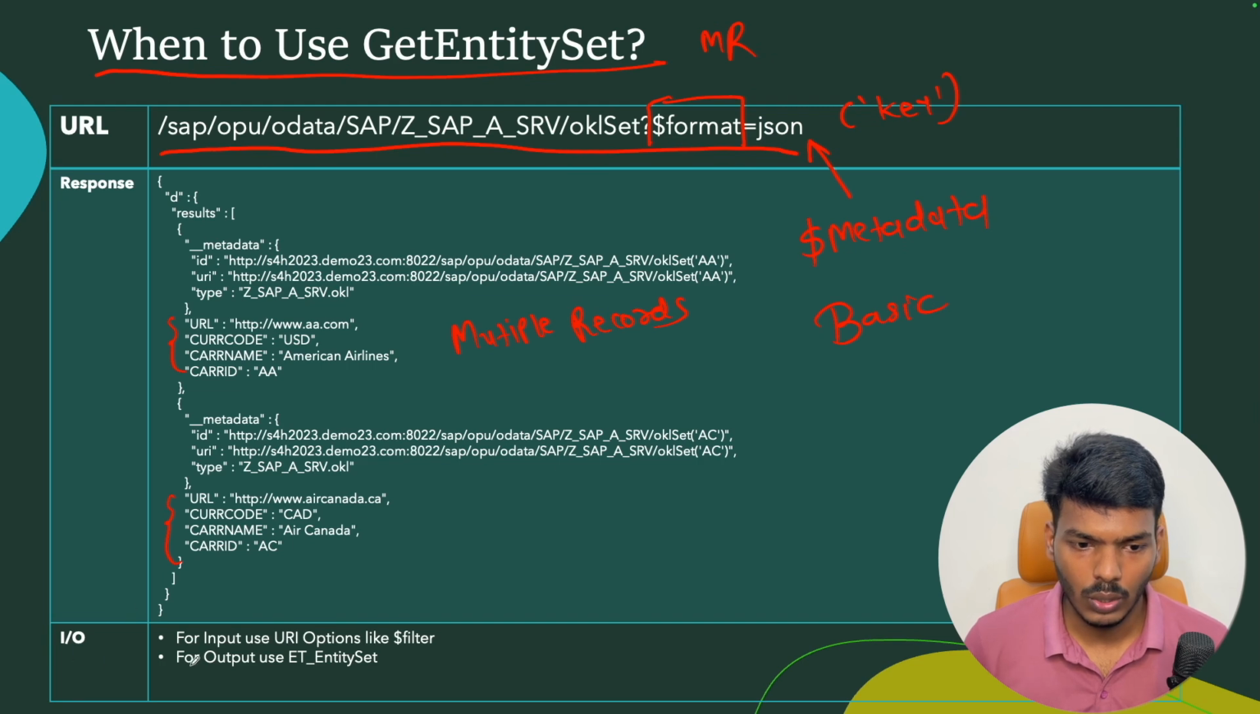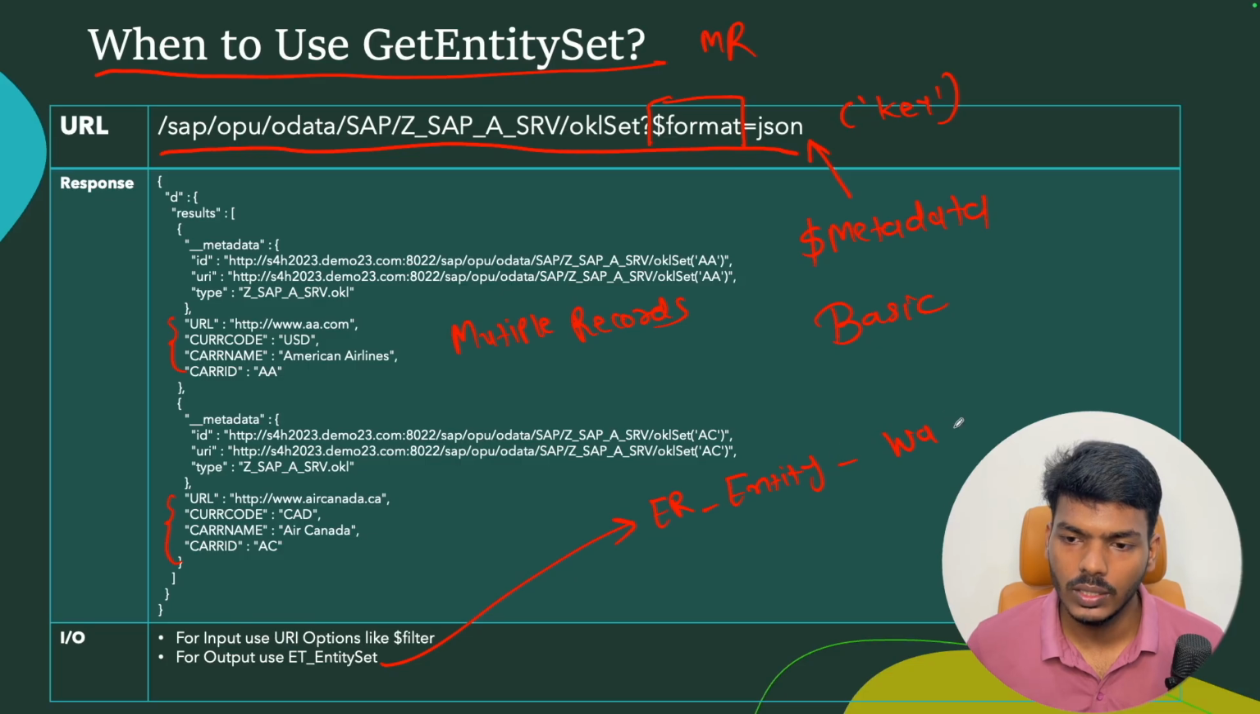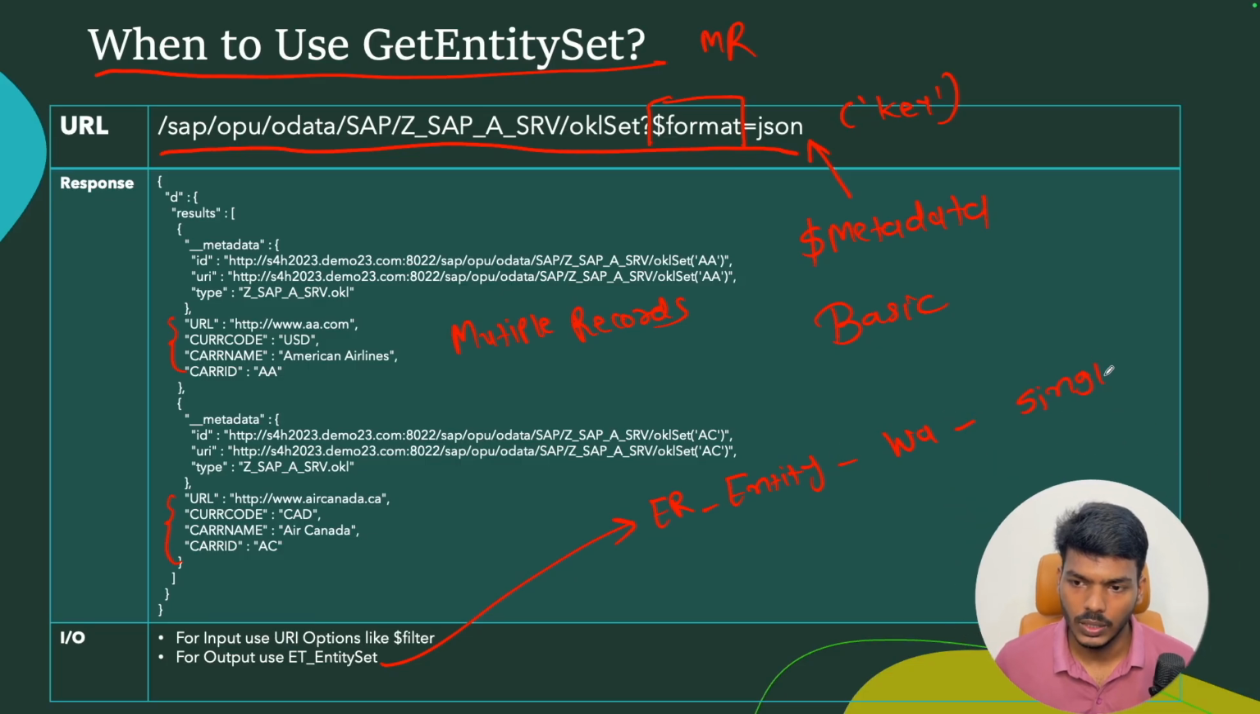For output use ET_ENTITY_SET. In our GetEntity video we were using ER_ENTITY, which was a work area because it can only give a single record in the response. But here we have ET_ENTITY_SET, which is an internal table that can give multiple records in our response. We will see at runtime how we can fill this ET_ENTITY_SET table and get that in our response. So let's move to SAP.